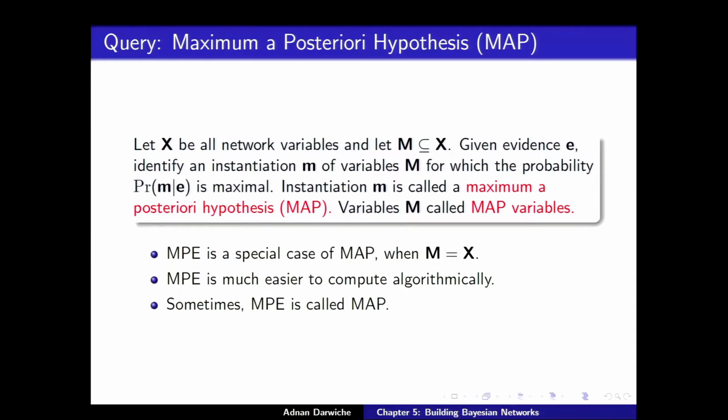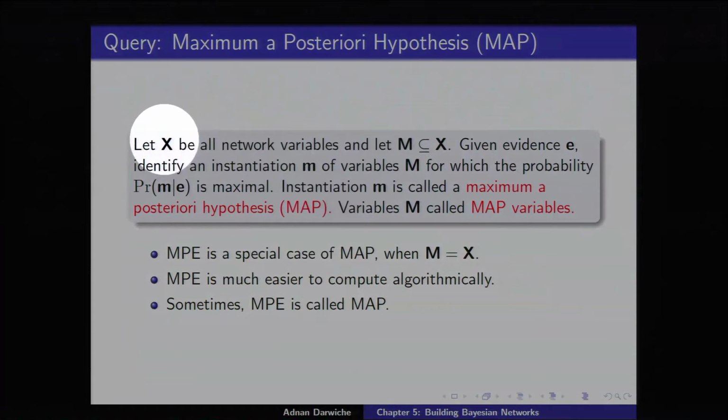This is the MAP. MAP is very similar to MPE, except we don't optimize all of the variables. You choose a subset of the variables, and you say, I want the most likely state of these particular ones. Those are called the MAP variables. So this is the set of all variables in the Bayesian network. We're picking a subset of them, M, and I say, optimize those particular M. These are called the MAP variables, and this query is known as the maximum a posteriori hypothesis, MAP.